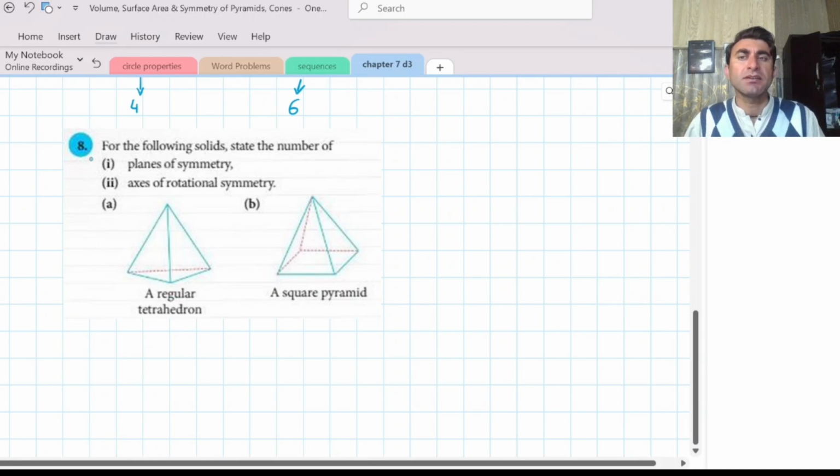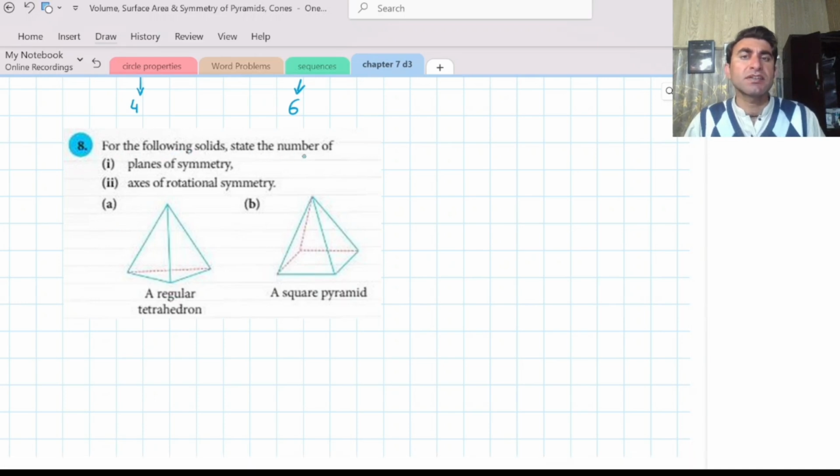In question number 8, it is stated that for the following solids, state the number of planes of symmetry and axes of rotational symmetry. In part A, as we see, it is a regular tetrahedron. And what is a regular tetrahedron? Basically, it is a shape whose all six edges are the same. I mean that these sides are all equal. So it will be a regular tetrahedron.